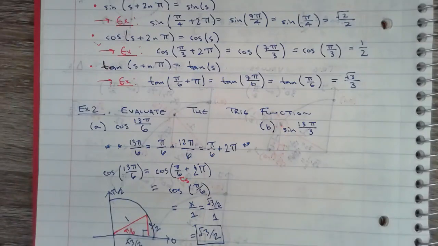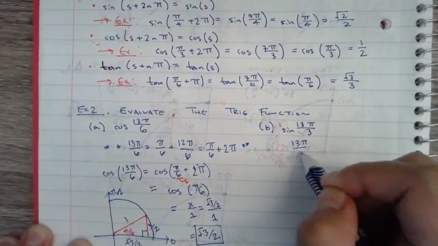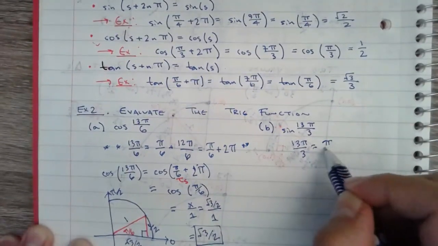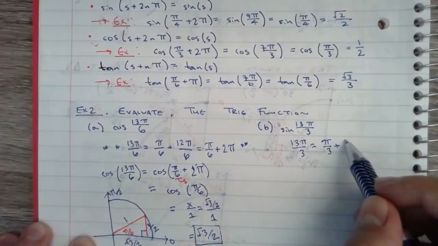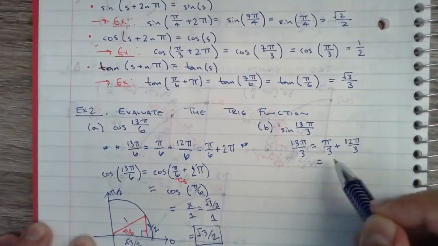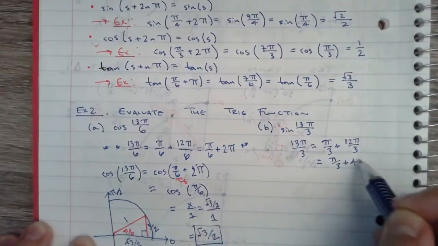Alright, now let's look at B. Sine of 13 pi over 3. So again, write down your 13 pi over 3. Try to determine. So first, what I do, you guys, is I just do pi over 3, just because it's an odd number. So now it's the same thing as pi over 3 plus 12 pi over 3. Again, you simplify that, it gives you pi over 3 plus 4 pi.